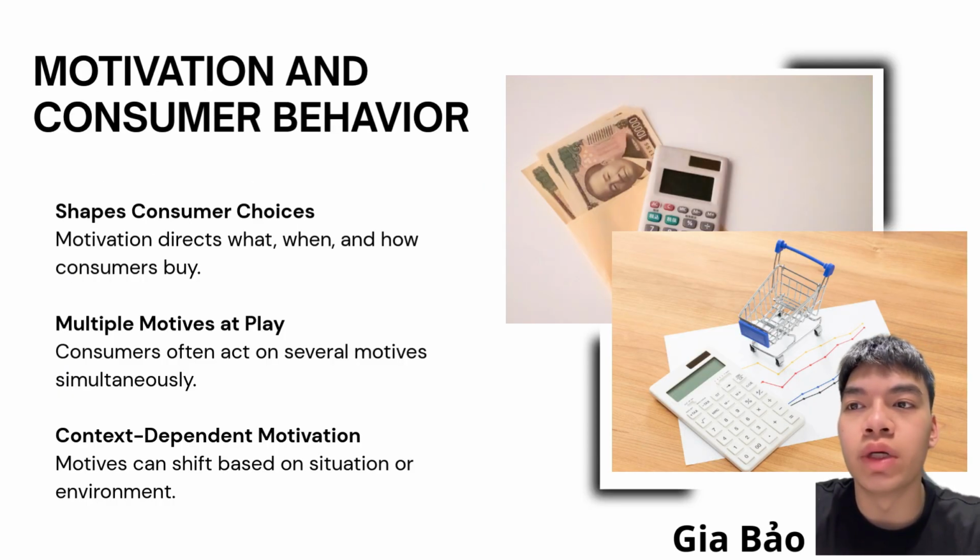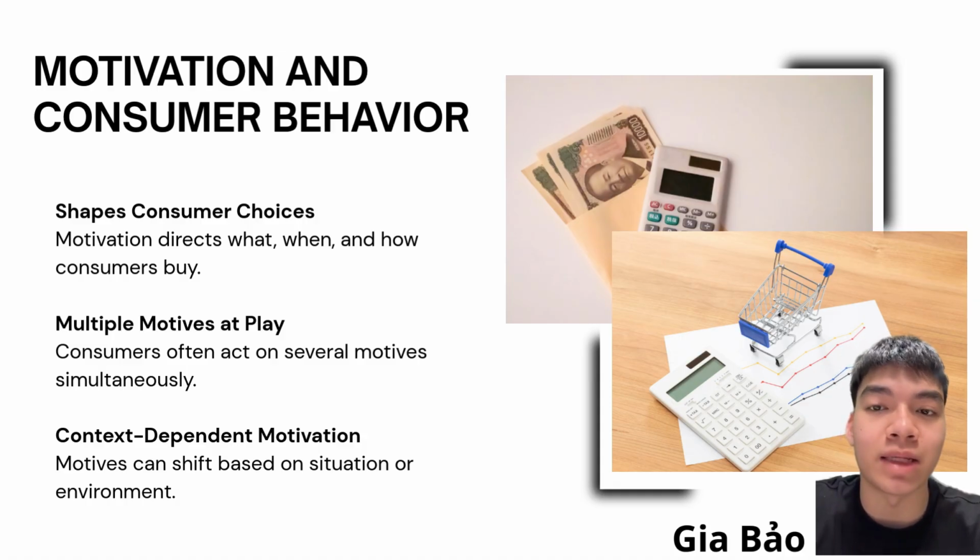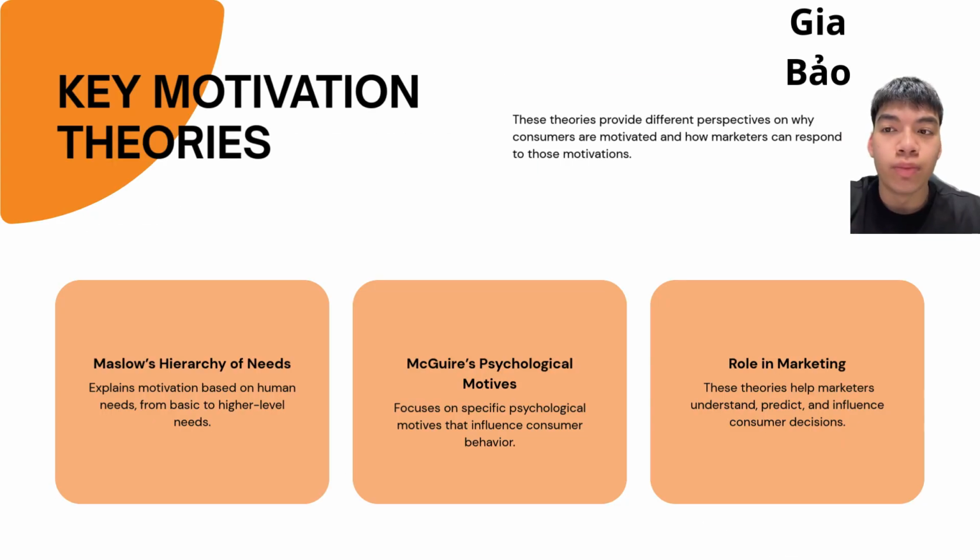Moving on to consumer behavior, motivation shapes consumer choice by influencing what, when, and how consumers buy. In reality, consumers often have multiple motives at the same time, and therefore their motives can change depending on the situation. To better understand consumer motivation, there are two key theories.